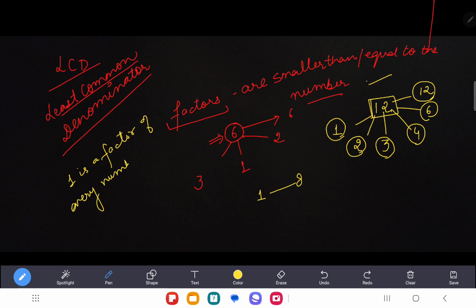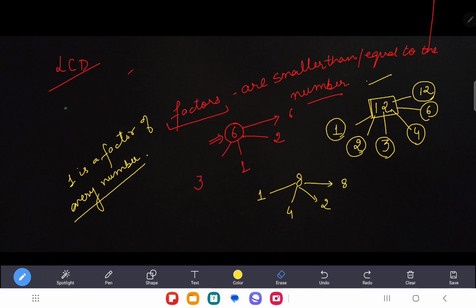So tell me the factors of 8, Adam. Four. 4, 8 comes in the table of 4. Two, 8 comes in the table of 2. Eight. Any other number? No. You understand? Are you sure?